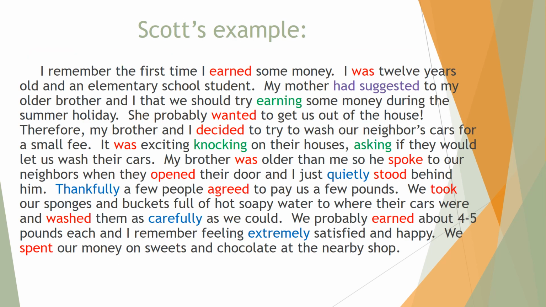Scott's example. Right, so this is answering the question, the first time I earned some money. The red is the simple past. The purple is the past perfect. The green is the past continuous. And the blue shows adverbs. And I've actually used some different adverbs from the ones we studied. So you can use different ones if you want to. Just make sure you use adverbs with ly. Okay, so I will read this and please use this example to help you. And you should write roughly about the same amount of words as this. It's not too small, it's not too big.